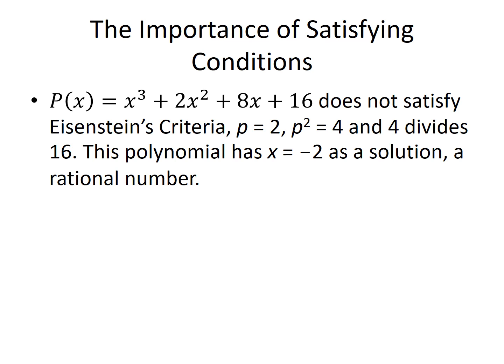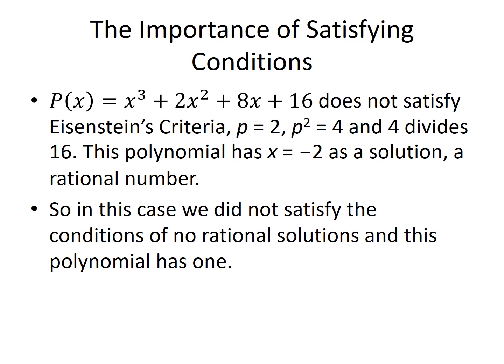So what can we say? Well, we can't say anything. Using this theorem does not apply because we did not satisfy all the conditions. This polynomial, though, does have a rational solution. It happens to be at x equal negative 2.